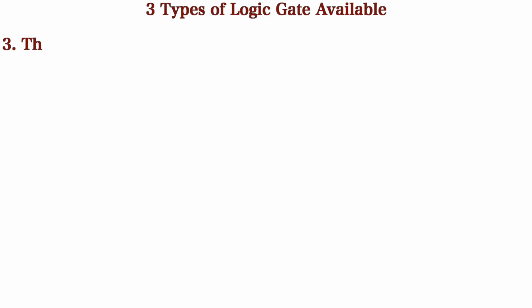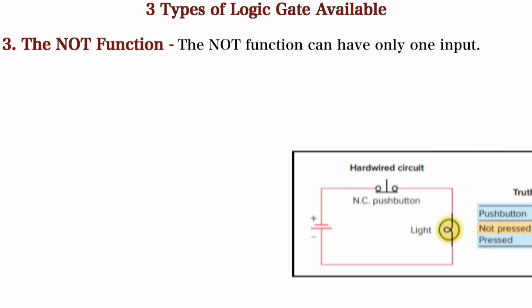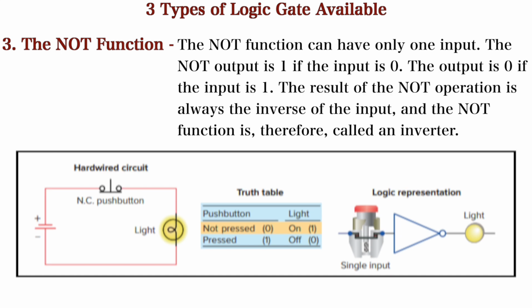This is a NOT function. The NOT function can have only one input. The output is the inverse of the input applied, which means the output is 1 if the input is 0 and the output is 0 if the input is 1. So the result of the NOT gate is always the inverse or complement of the input provided. By this function, the NOT gate is commonly called an inverter gate also.